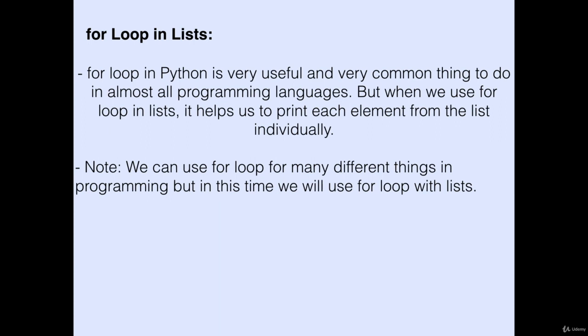For loop in Python is a very useful and very common thing to do in almost all programming languages. But when we use for loop in lists, it helps us to print each element from the list individually. Note, we can use for loop for many different things in programming, but this time, we will use for loop with lists. Let's see how.